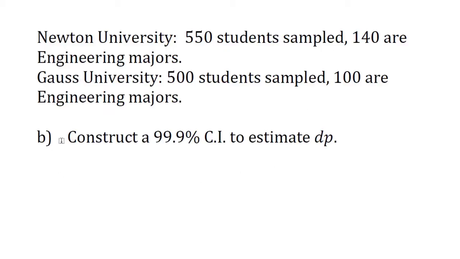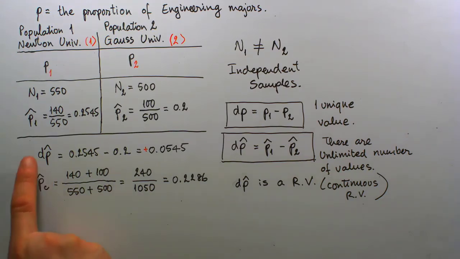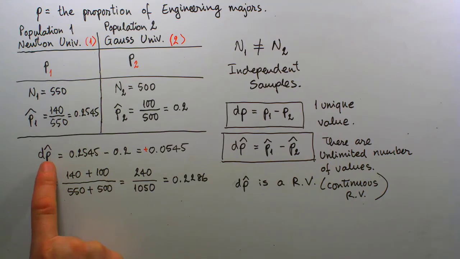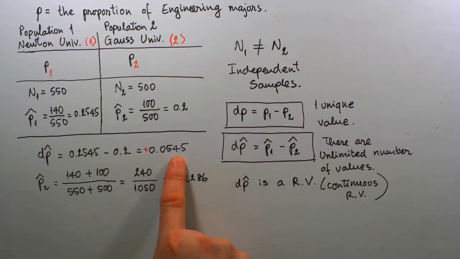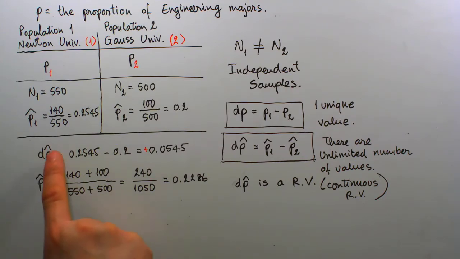And here we have arrived at part B of the current example. It is the exact same description of the two samples. We had 550 students sampled from Newton University, where inside that sample we found 140 of them are engineering majors. And similarly, we sampled 500 students from Gauss University, where we found 100 of them in that sample are engineering majors. From the given information regarding the two samples, we have already found that dp hat, our sampling difference in the two sample proportions, calculated as p hat 1 minus p hat 2, was 0.0545. So we already have our sample value right here.